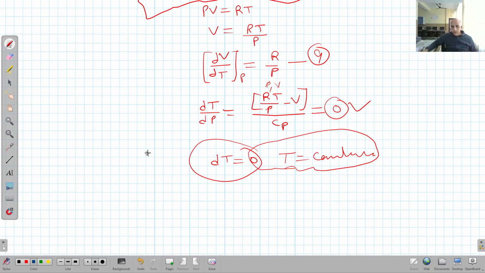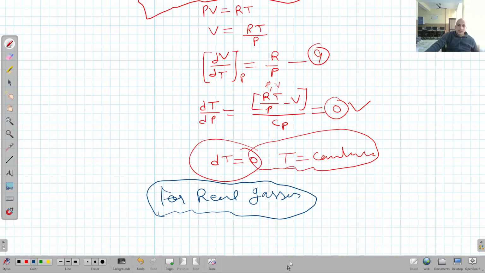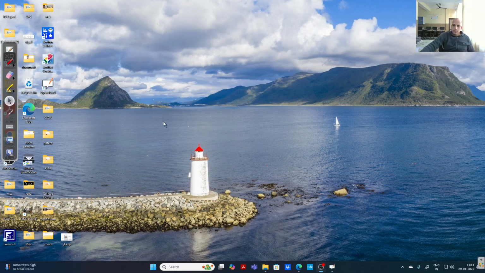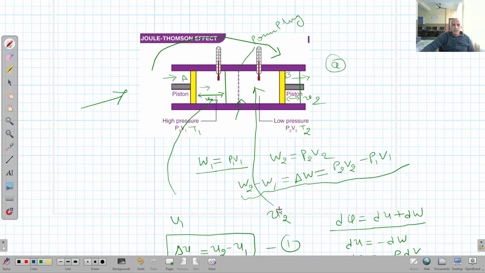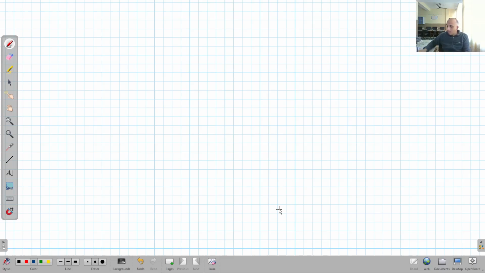So for real gases, right? Now we will see how the real gases behave when they are given this type of treatment, Joule-Thomson treatment, right? We know very well that for real gases, the equation that describes their behavior is the van der Waals gas equation. Now we are taking the case for real gases. Clear? So for real gases, we have the van der Waals equation.